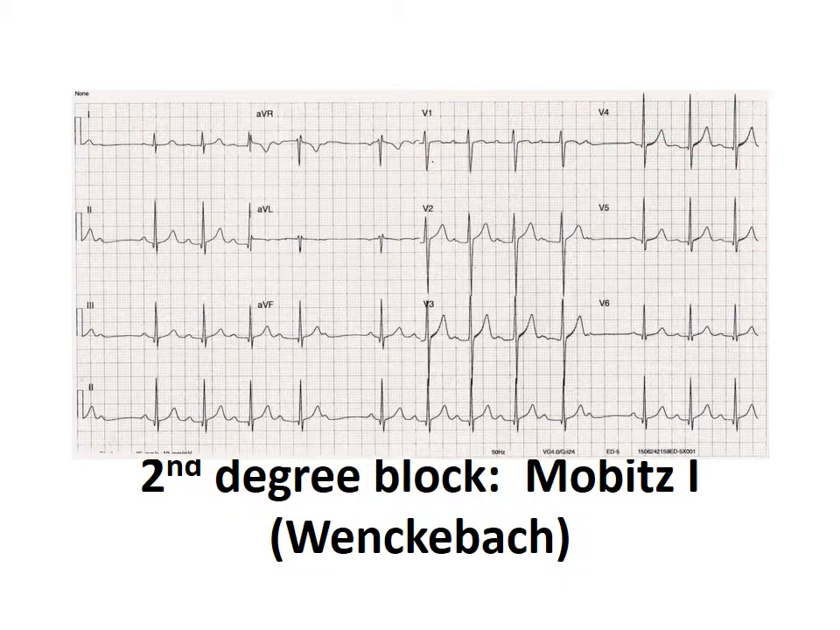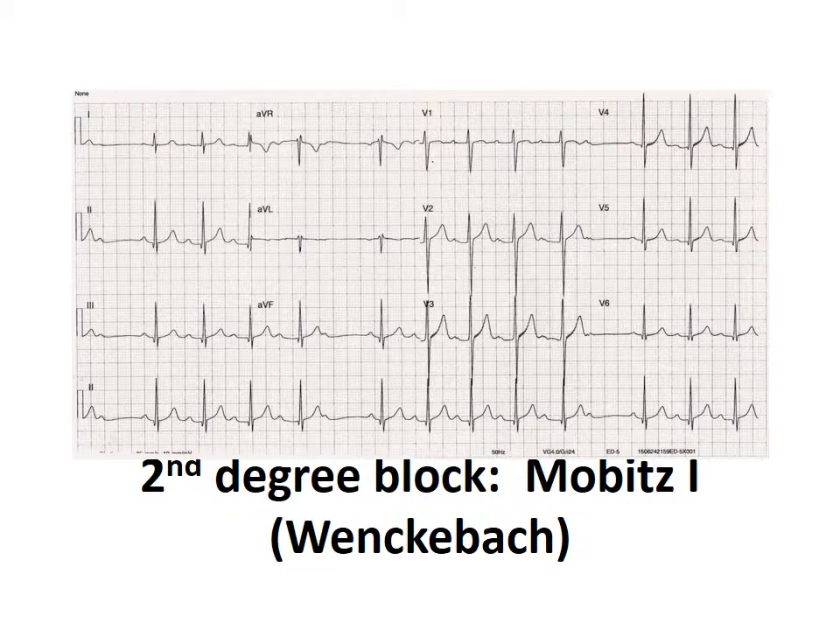All right, second degree blocks, Mobitz. So first degree block is a PR interval that is greater than 0.2, which is 5 small boxes, right? All right. Second degree blocks come in 2 severities. There's a relatively mild one, which is Mobitz 1 or Wenckebach, and then there's a more serious one, which is a Mobitz 2.